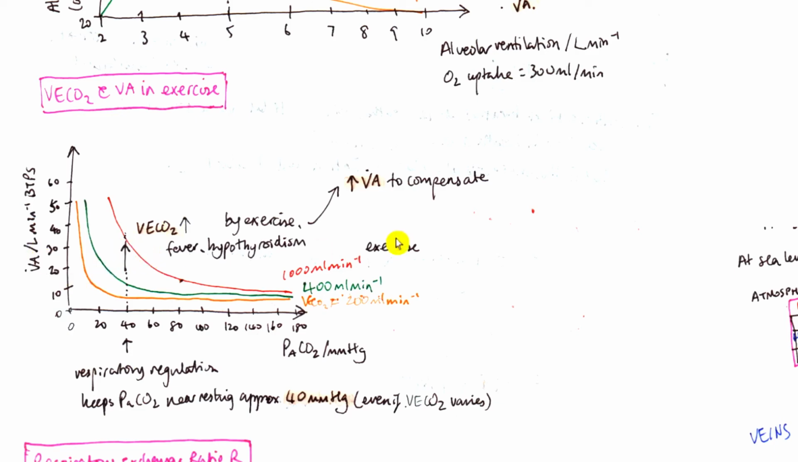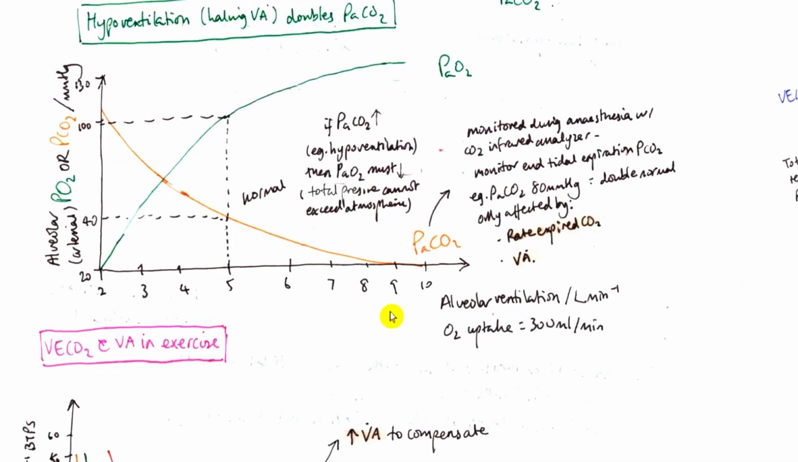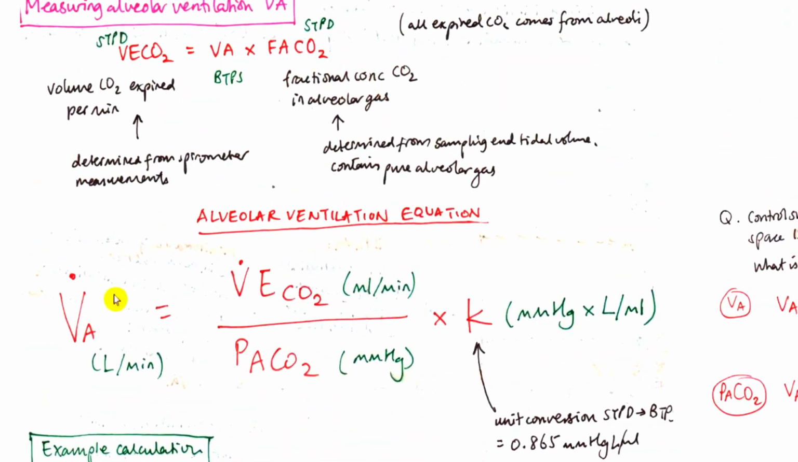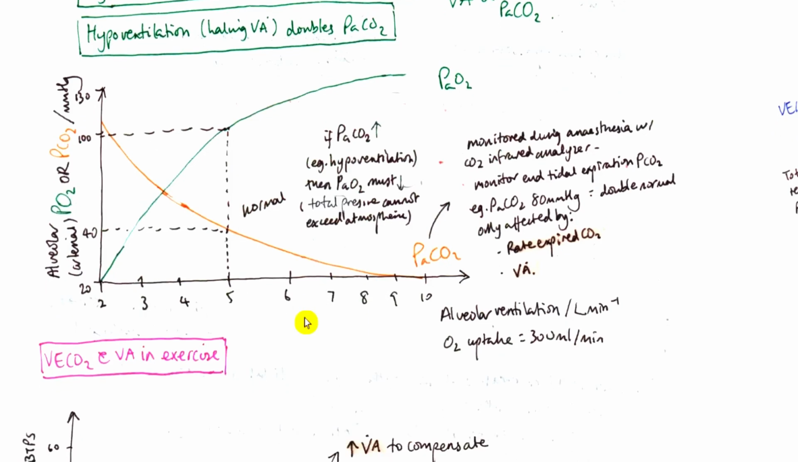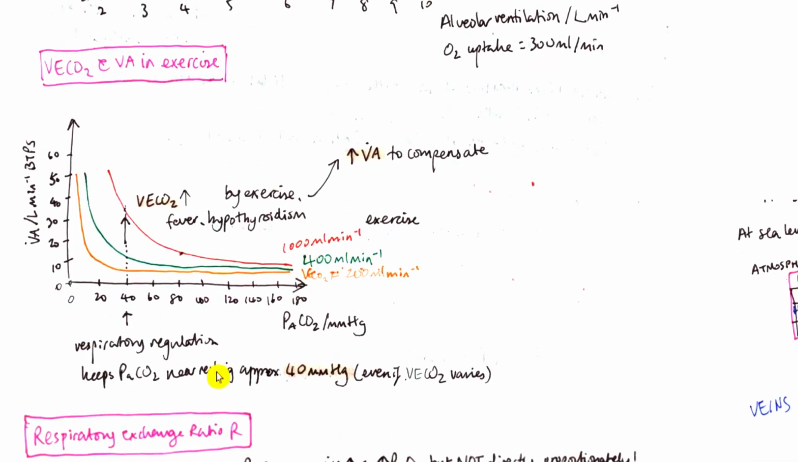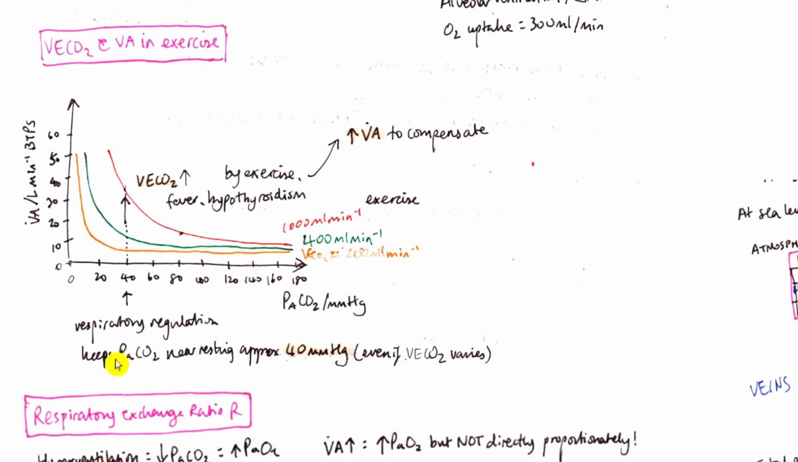So that's how VeCO2 and VA affect each other, which we can see from this equation. So they are proportional to each other. If one increases by a certain amount, then the other will increase. So the body tries to keep homeostasis of PaCO2 near resting approximately 40 millimeters of mercury, even if the amount that we expire varies.